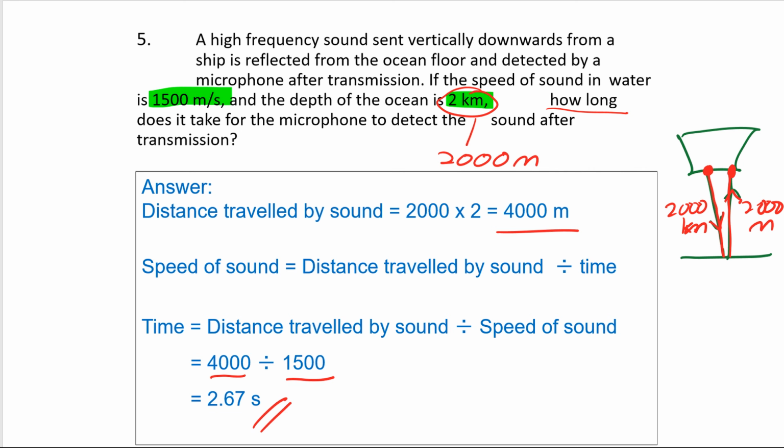Okay, so take note, in this case, this question asks for the time taken from the time the sound is sent downwards until the time the sound is detected. So the sound would have traveled 4 kilometers or 4,000 meters in this case.